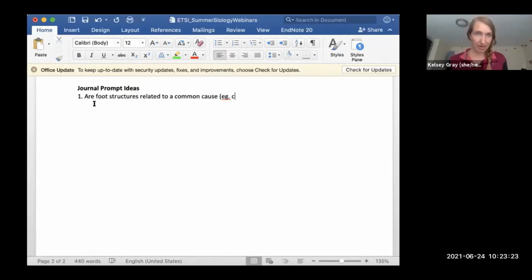Right. Okay. I'm paraphrasing, but especially you're talking about foot structure. So, are the foot structures coming from a common cause? And then your example is gravity. And then Dawa, do you need to translate this?